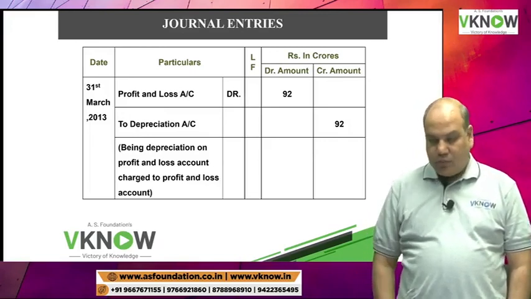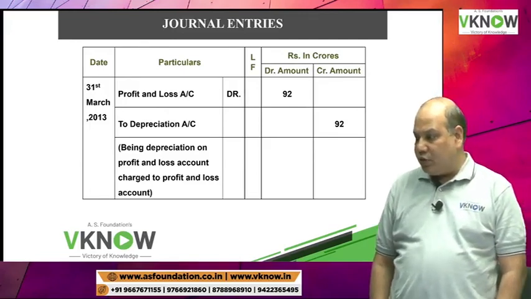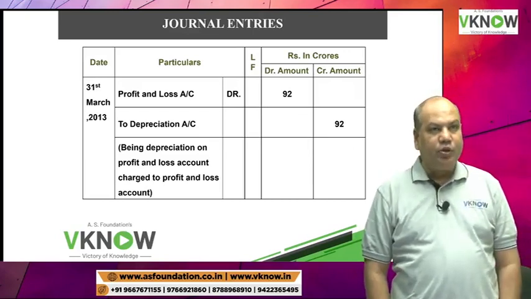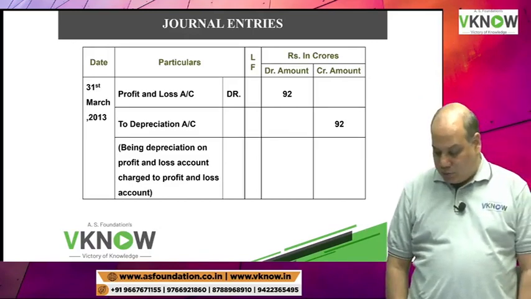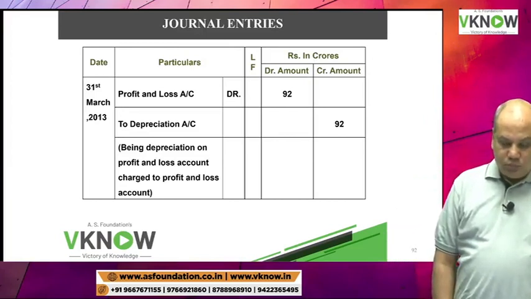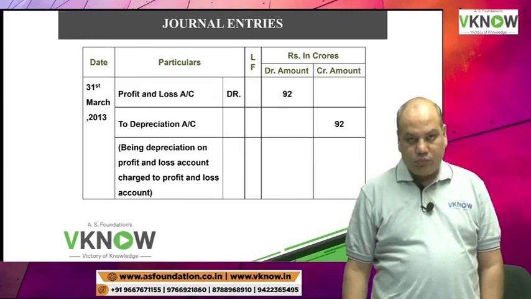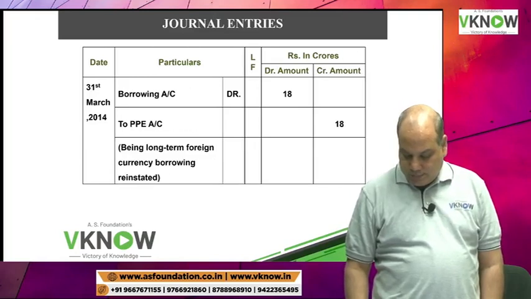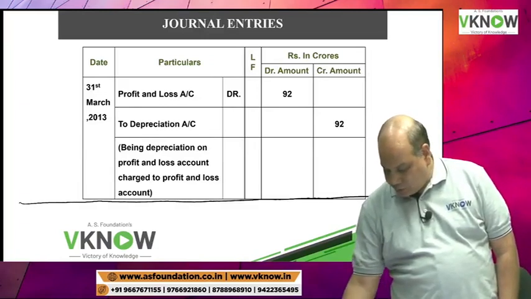Next entry, P&L account debit to depreciation account 92. Depreciation will be transferred to P&L account. Being depreciation charged to P&L account. So that was year 1. Draw one line. Keep one line blank.